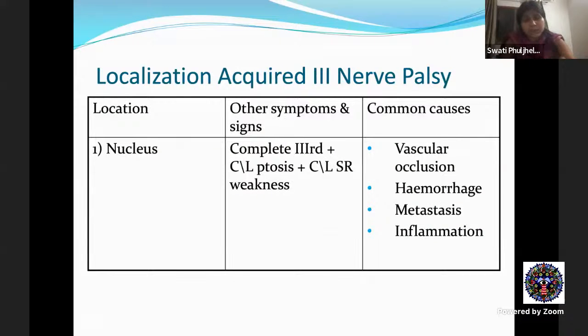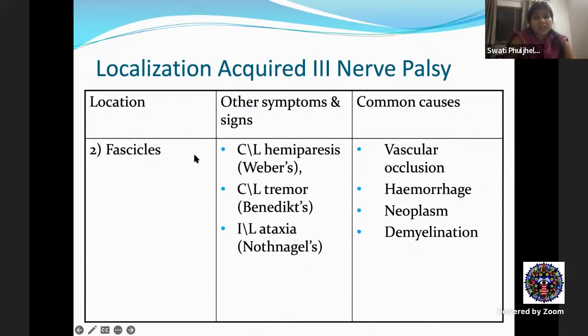So this is just to summarize how you localize third nerve palsy. If it's a nuclear third nerve palsy, it is generally a complete third nerve palsy with bilateral ptosis and contralateral superior rectus weakness. And these are the common causes for nuclear involvement. If it's a fascicular third nerve palsy, you have contralateral hemiparesis if the corticospinal tract is involved, known as Weber syndrome. You may have extrapyramidal symptoms known as Benedikt syndrome, and you may have ataxia because of cerebellar peduncle involvement, known as Nothnagel syndrome. The common causes at the level of the fascicle include vascular occlusion, hemorrhage, neoplasm, and demyelination.